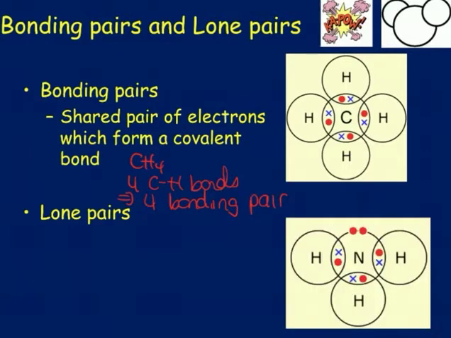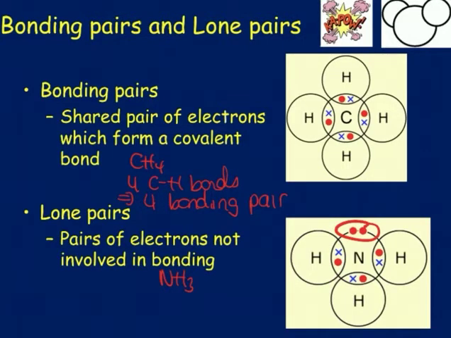A lone pair, then, you can see in this diagram here, this is ammonia, NH3, and this is now different up here. So a lone pair are pairs of electrons that aren't involved in bonding. They're still on your outer shell, and they have a big influence on bond shape and bond angle. So here we had 3 NH bonds, so we have 3 bonding pairs. But more importantly, we have 1 lone pair.